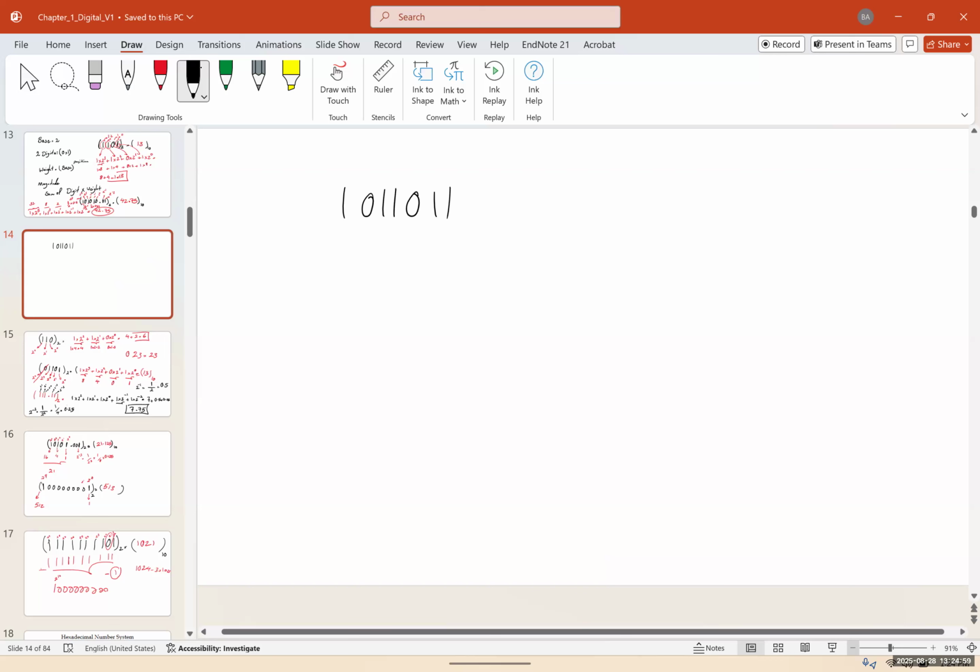1, 0, 1, 1, 0, 1. Okay. Do you want to add the fraction or no? 0.011. Good. Yeah, that's it. Okay. So we have this number in base 2. We want to convert it to base 10. Again, I'll give you 4 minutes to solve this, and then I will go through the solution.